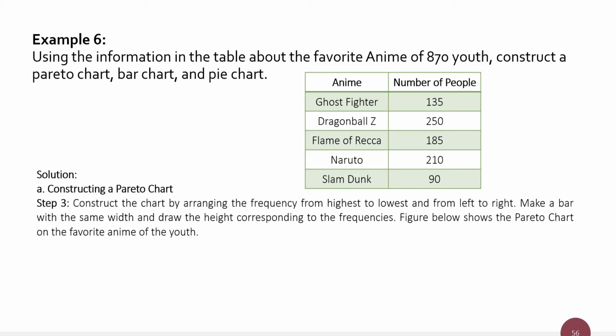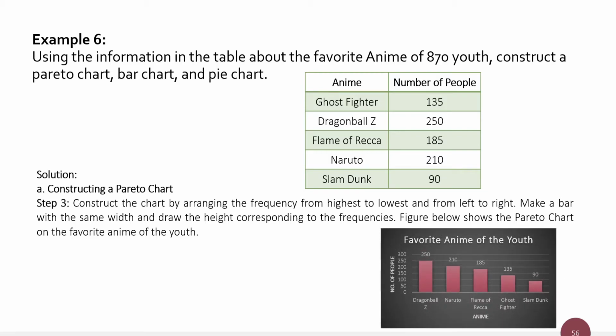And then, for step 3, construct the chart by arranging the frequency from highest to lowest and from left to right. Make a bar with the same width and draw the height corresponding to the frequencies. So, figure below shows the Pareto chart on the favorite anime of the youth. So, ito na yung mga construct natin. So, dito, makikita natin na yung ating graph is in decreasing order or descending order.